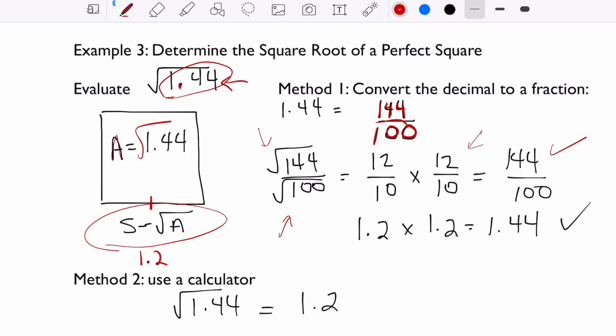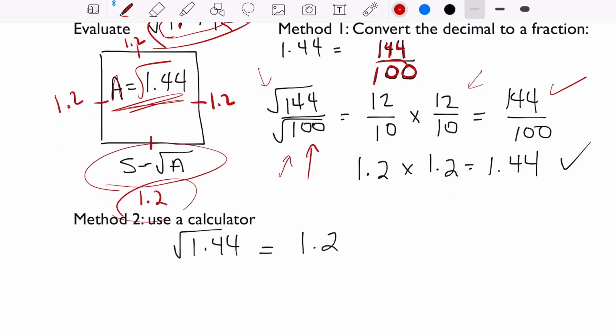That means that this side is 1.2, this side is 1.2, this side is 1.2, and this side is 1.2. Okay, so if you want to find the side length, just make sure you square root inside. If you want to decide whether it is a perfect square, you need to make sure that you convert this decimal and put it in the correct position.